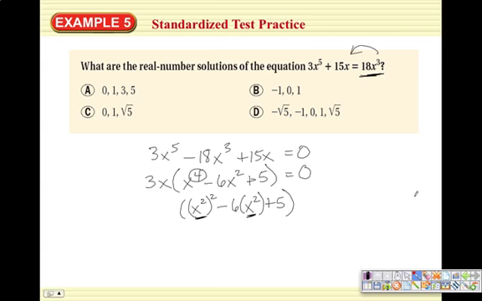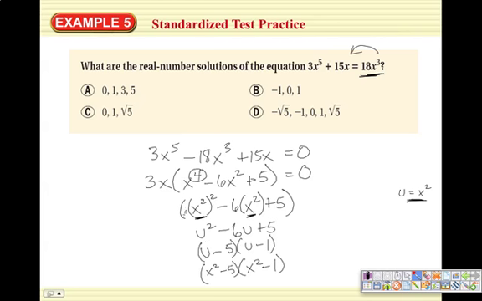Instead of x squared, I'm going to say off to the side, u equals x squared. So instead of x squared, I'm going to put u. So I'm going to get u squared minus 6, instead of x squared I'm going to put u, and then I got plus 5. Now look at that. It's the same idea as before. This now looks like a quadratic, right? So let's factor it. Factors of 5 that add up to negative 6: minus 5 and minus 1, so u minus 5 and u minus 1. But u, remember, isn't really u. U is x squared. So we're going to have x squared minus 5 times x squared minus 1.